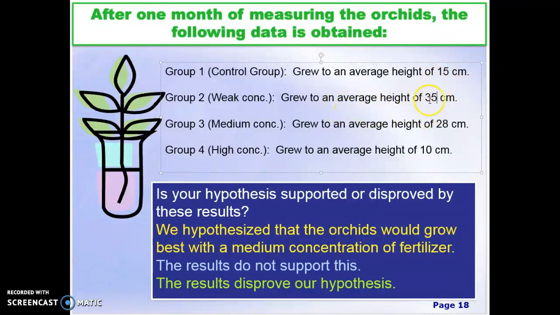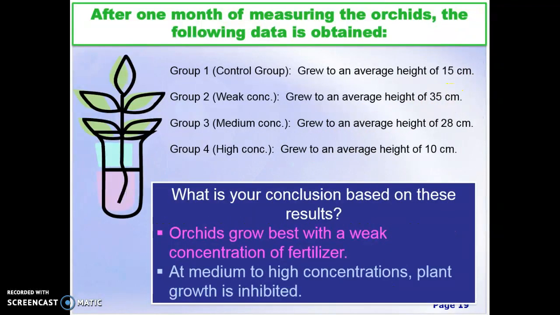And then the weak concentration grew 35. The medium, it grew 28 centimeters, and the high, it actually did hurt. All right, the plant had too much fertilizer. It actually hurt the growth of the plant by using a high concentration. So this hypothesis was not correct because a weak concentration was the best. All right, so they grow the best in a weak concentration. So that would be an example.